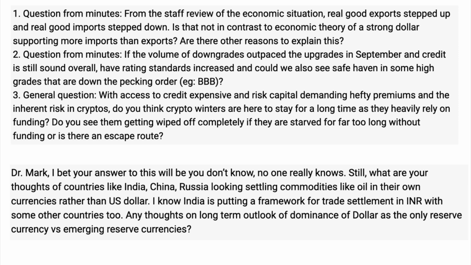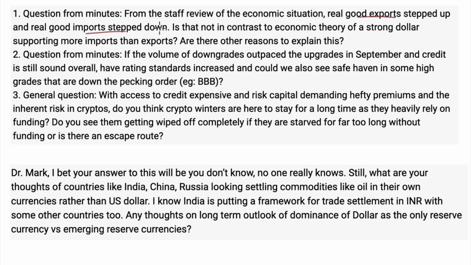Okay, first comment, three questions embedded in here. First one, let's see, from staff review of economic situation. Real goods exports stepped up. Real goods imports stepped down. Is that not in contrast to economic theory of a strong dollar supporting more imports and exports? Are there other reasons to explain this?